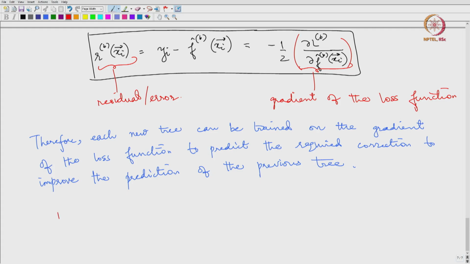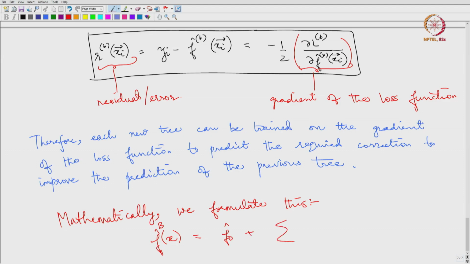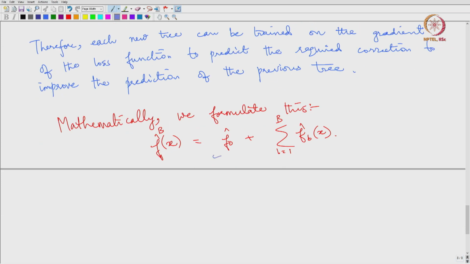Okay. So how do we do this mathematically? We formulate this as follows. The prediction f̂(x) of the gradient boosted decision tree is basically a constant value plus some improvements that each tree has to offer. Like I said, the first term is a constant and the next terms are the improvements in the prediction. So this is a constant value and these are the corrections made by successive trees.